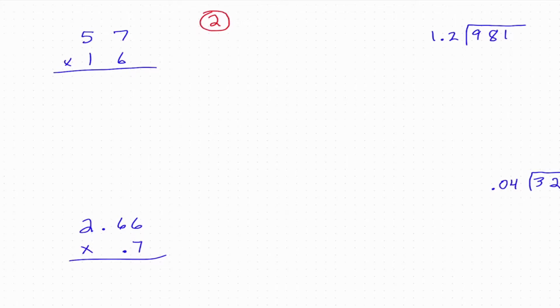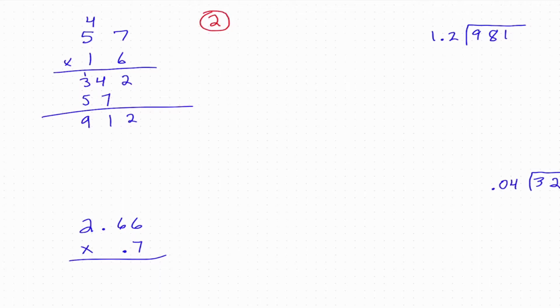So 6 times 7, we get 42. 5 times 6 is 30. Add our 4, so we get 34. Now we multiply our 1 times 57, so 1 times 7 we get 7, and 1 times 5 we get 5. There would be just a 0 here if we wanted to put a 0. Now we can add these numbers up. We get 2, 11, 8, 9.